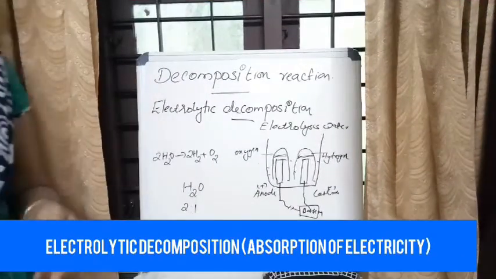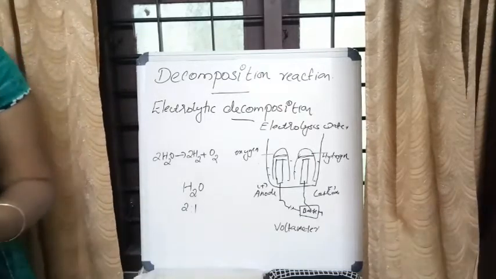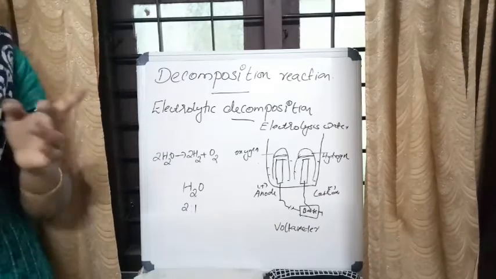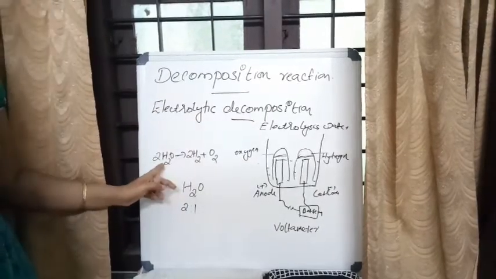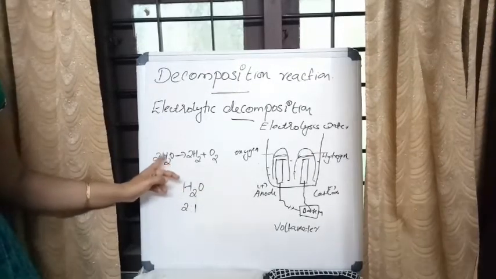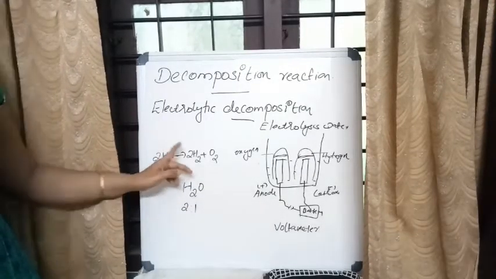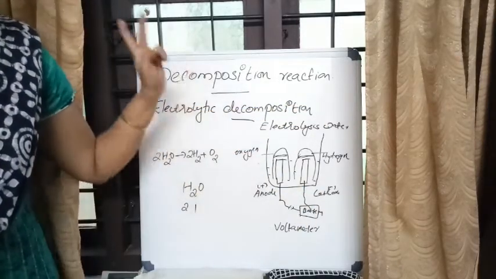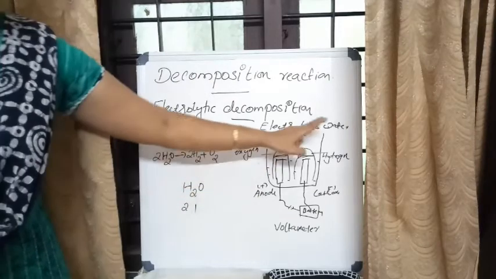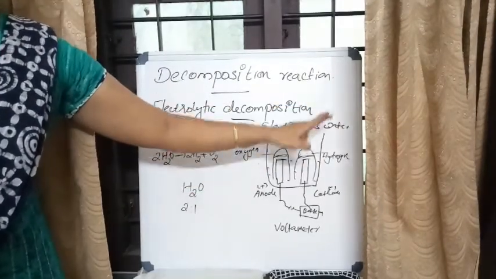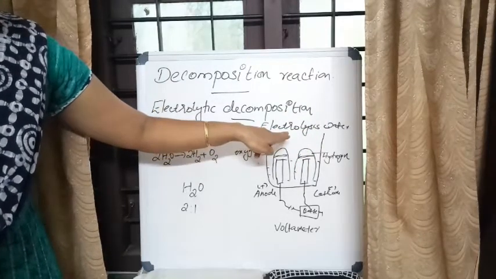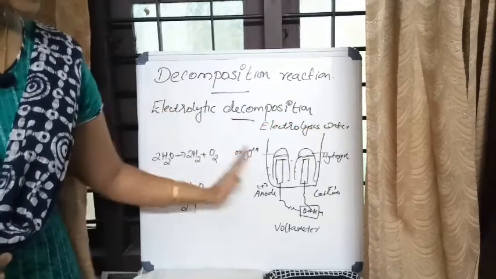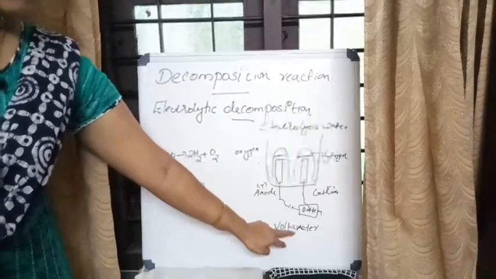Yes. Now we can discuss electrolytic decomposition. What is electrolytic decomposition? Electrolytic decomposition is a decomposition reaction by absorbing electricity. As I told you, when electricity flows through the water, that electricity decomposes the water to hydrogen and oxygen. So this I am going to show you through this activity. What is the name of this activity? Electrolysis of water. Electrolysis. Lysis means what? Breaking. So breaking by means of electricity. So that is electrolysis. So electrolysis of water, and the name of this entire arrangement is known as a voltameter.